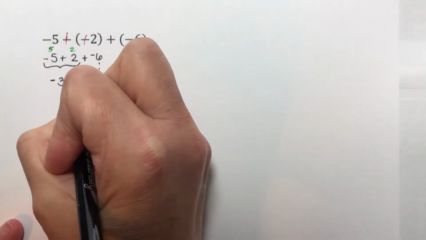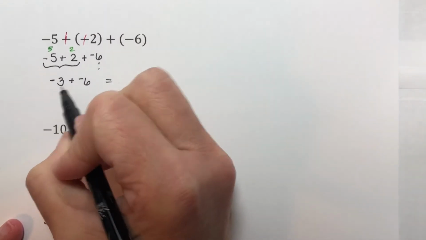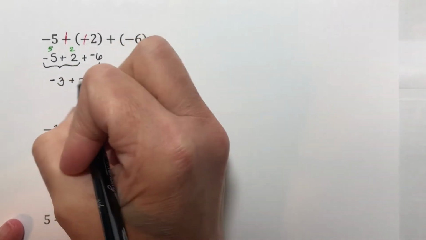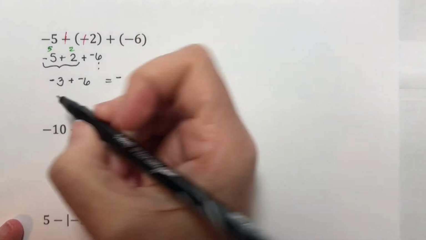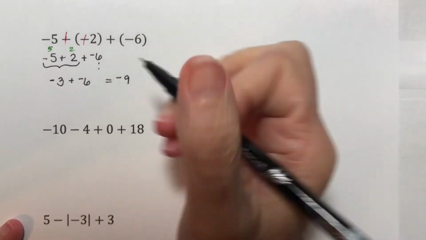Now I'm going to bring down the rest, plus -6. And now we are adding two numbers with the same signs. So our answer is going to be negative because those are both negative. 3 plus 6 is 9. Your answer is -9.